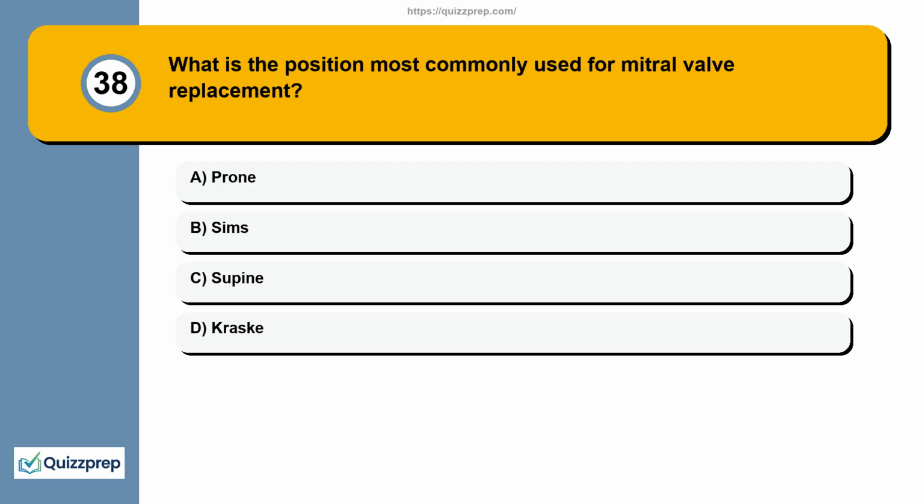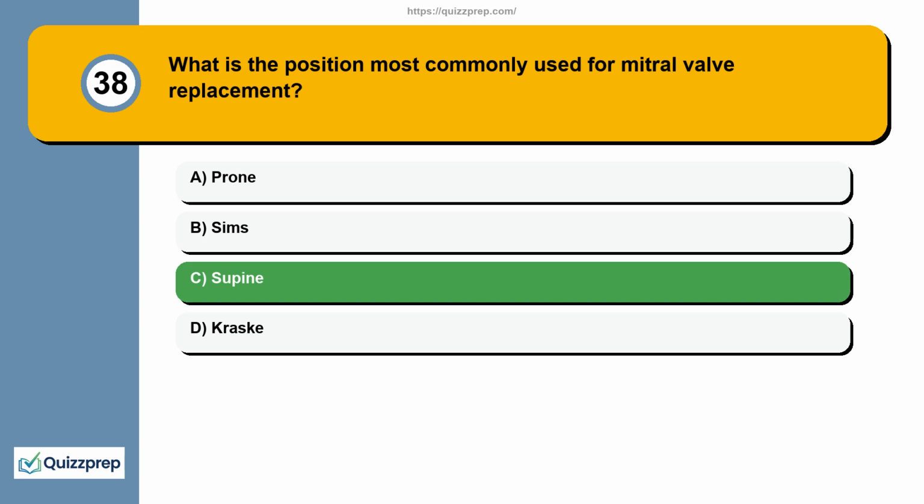Question 38. What is the position most commonly used for mitral valve replacement? Option A, prone. Option B, Sims. Option C, supine. Option D, Kraske. The correct answer is option C, supine.